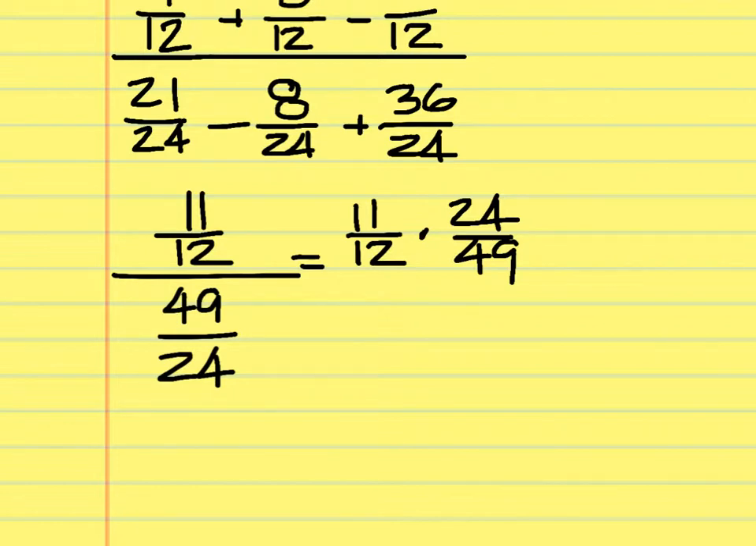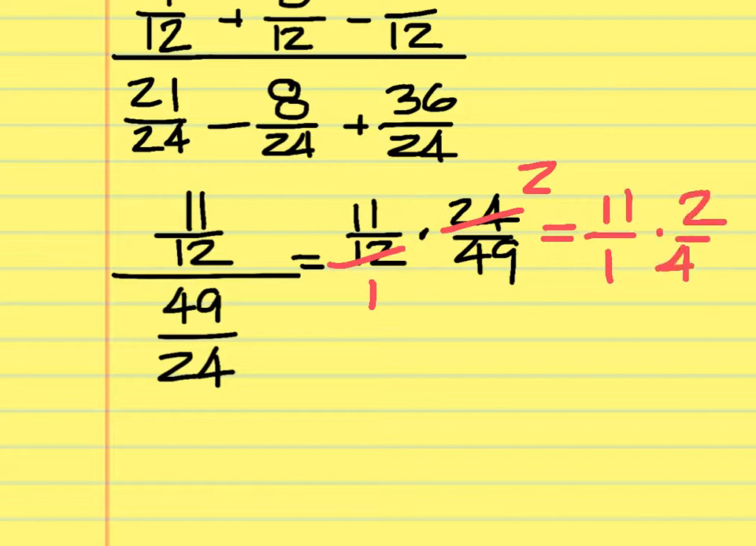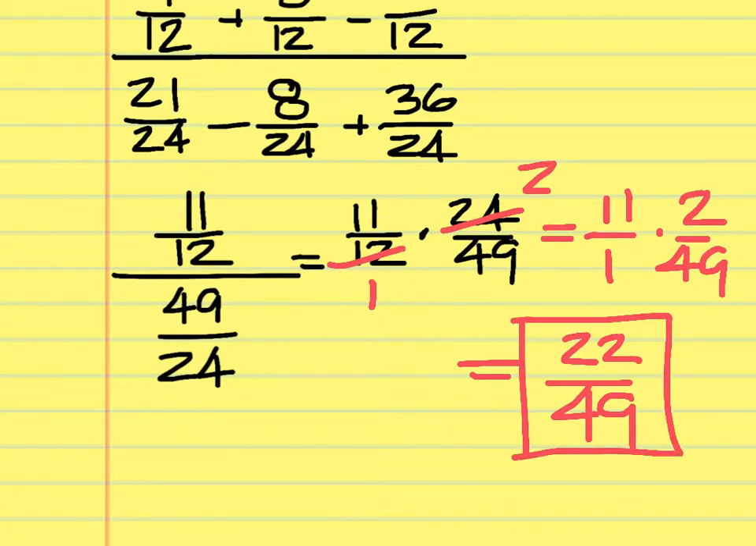So we're going to have 11 over 12 times 24 over 49. You can cancel 12 into itself once, into 24 twice. So it gives you 11 over 1 times 2 over 49. And when you multiply straight across, 22 over 49 is the reduced fraction, which would be your final answer.